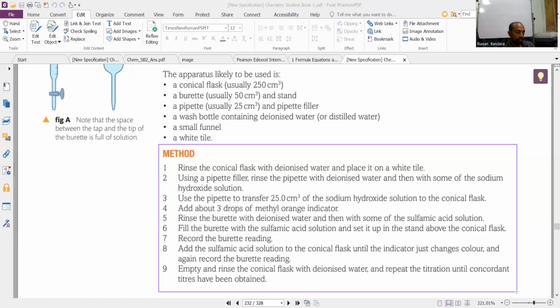Record the burette reading. Add the sulfuric acid solution to the conical flask until the indicator changes color, and again record the burette reading.